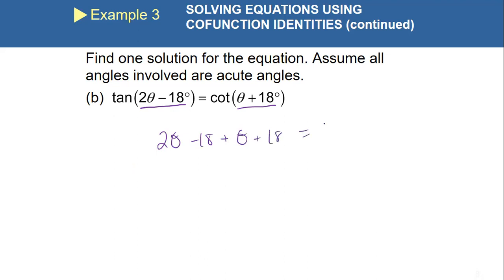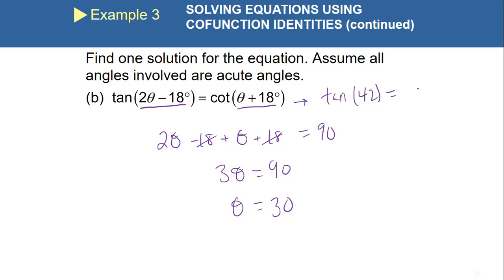How'd you get 0? Oh, they just cancel out. Like I just crossed them out. Is that what you're asking? Okay, yeah, I just crossed them out. So you should have got theta equal 30. So what are the angles that make this a true statement? We have tan of 42 and equals cotangent of.